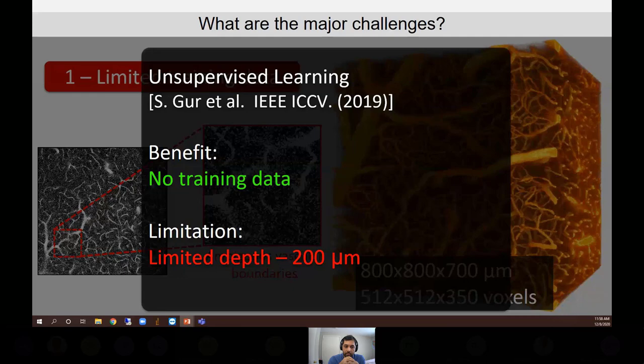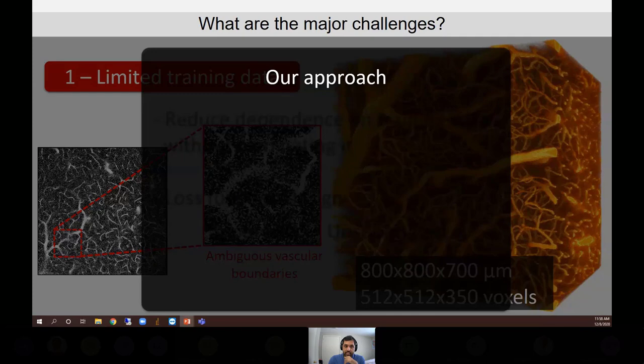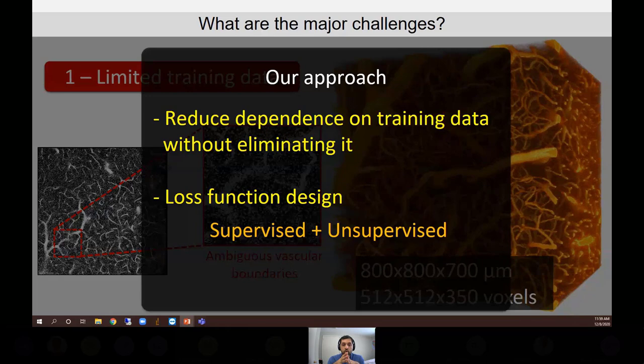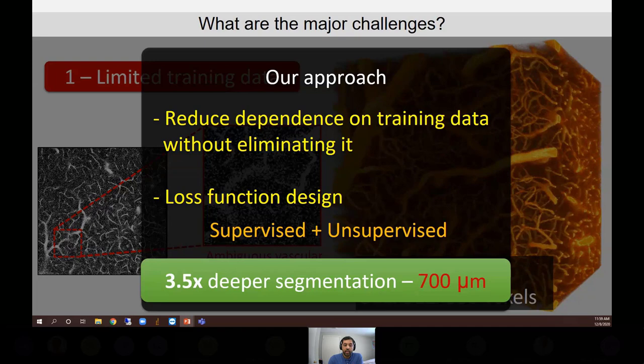So in our work, we overcome this challenge of limited availability of training data by introducing a deep neural network with reduced dependence on the training data, but without completely eliminating the need for human annotated data. And how we do this is by designing our loss function such that it not only relies on supervision from the training data, but it also has an unsupervised term, which sort of supplements for the lack of training data. And the details I will be discussing in future slides, but we were able to demonstrate 3.5 times deeper segmentation compared to state-of-the-art methods using this technique.